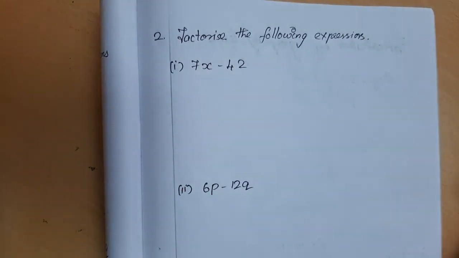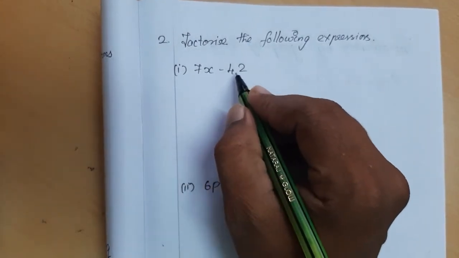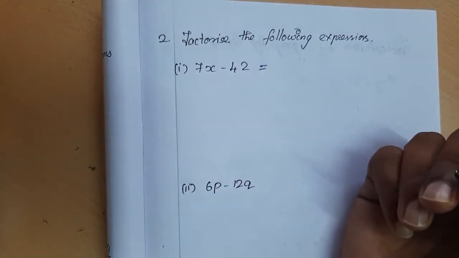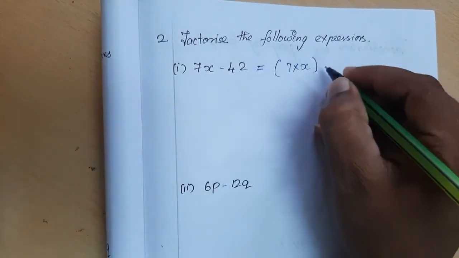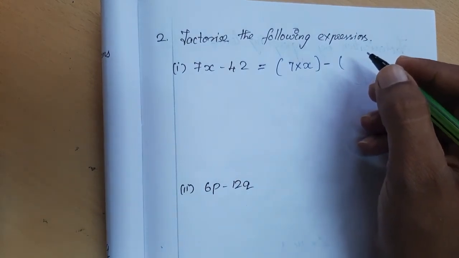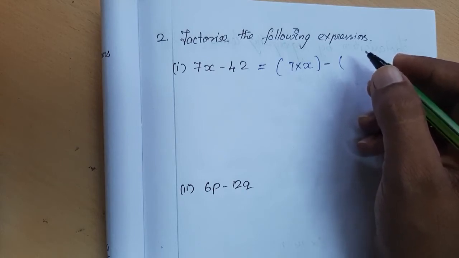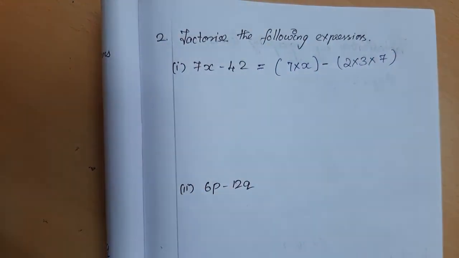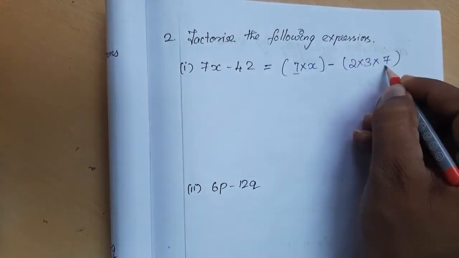Factorize the following expression. So it is not factorized, we have to factorize it. The first term is 7x minus, second is 42. So the same as finding the common factors, then we can apply the distributive property, then we can factorize. The first term is 7 into x, subtracted with the second term 42. So what are the factors of 42? 2 into 3 into 7. Right? So now we find which is the common here. So 7, right? And nothing else.